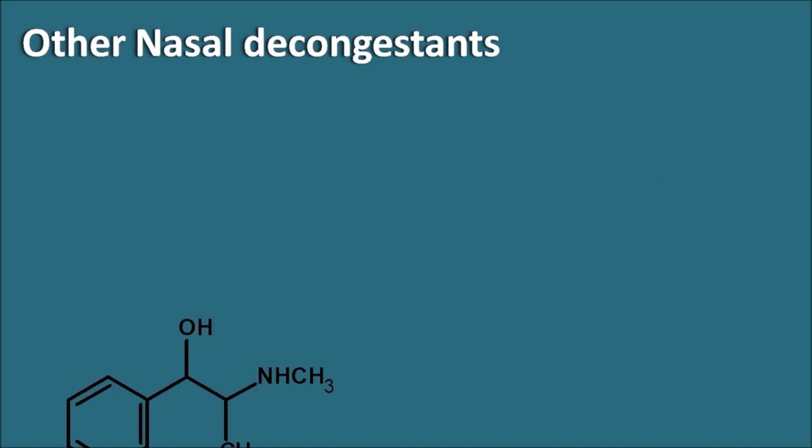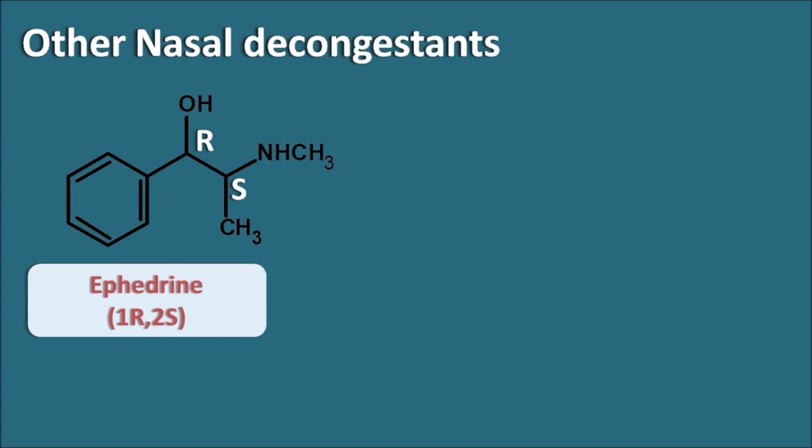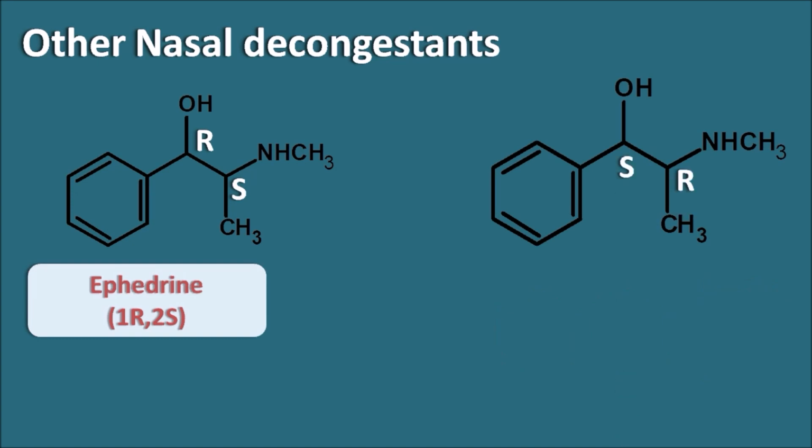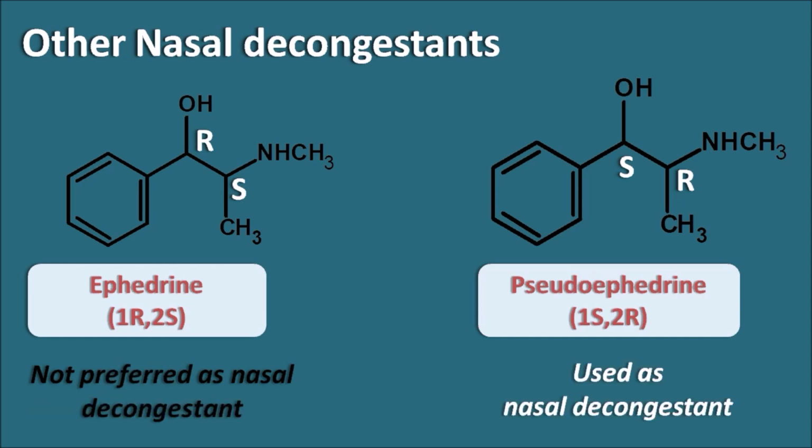What are the other nasal decongestants? This is one of the mixed acting drugs which has the OH group with R configuration and the methyl group with S configuration. So this is the drug ephedrine, which has the 1R 2S configuration. Similarly, its isomer is pseudoephedrine, which has the S configuration at the OH and R configuration at the CH3. So pseudoephedrine has 1S 2R configuration. Ephedrine was previously used as a nasal decongestant and bronchodilator, but nowadays it is not preferred as a nasal decongestant because of its adverse effects on the cardiovascular system as well as its effect on drug addiction. So pseudoephedrine is the only one of these drugs used as a nasal decongestant.